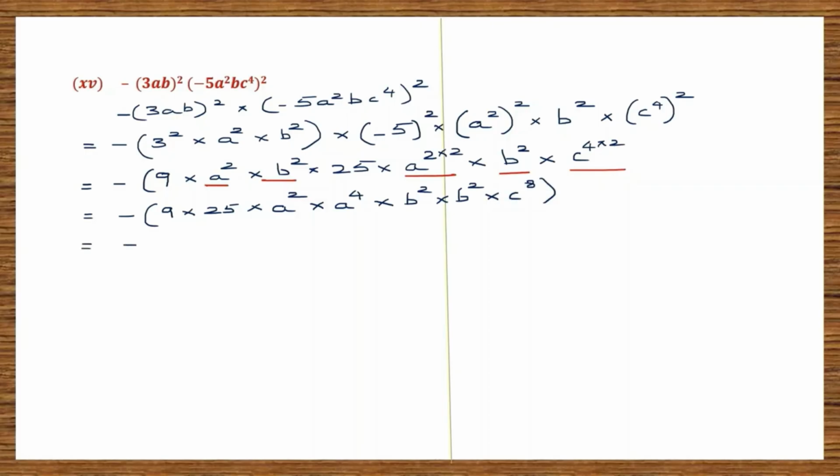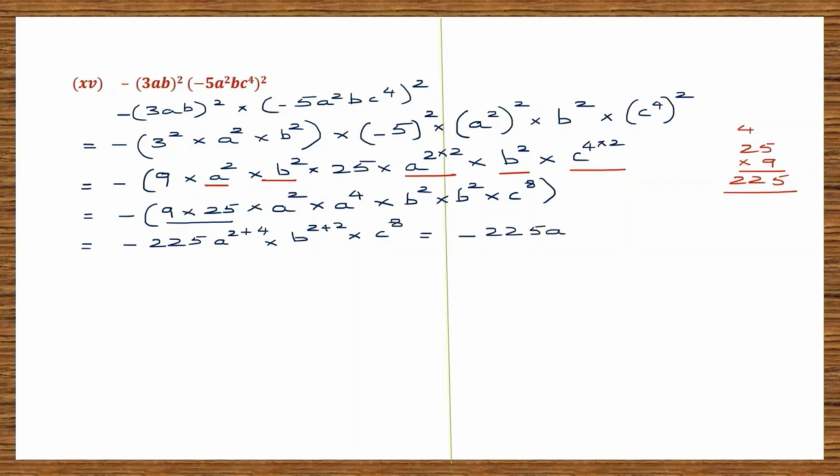So this will be minus, now 9 into 25. Let's multiply that and see. 25 into 9. 9 5s are 45, carry 4. 9 2s are 18, 22. 225. So the number is 225. Now look at a into a to the power of 2 into a to the power of 4. That is a to the power of 2 plus 4. A to the power of 2 plus 4 into b to the power of 2 plus 2 into c to the power of 8. This will be equal to minus 225.